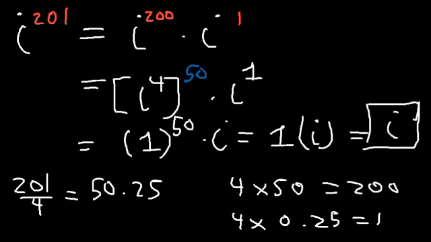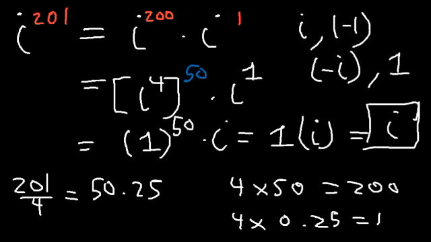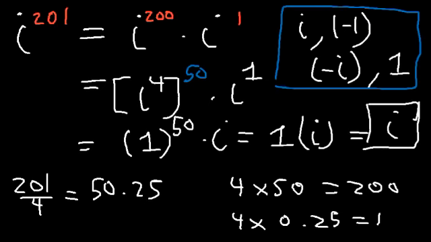So for these types of problems, there are only 4 possible answers. It's either i, or i squared, which is negative 1, i cubed, which is negative i, or i to the 4th, which is 1. So it's always going to simplify to one of these 4 values.